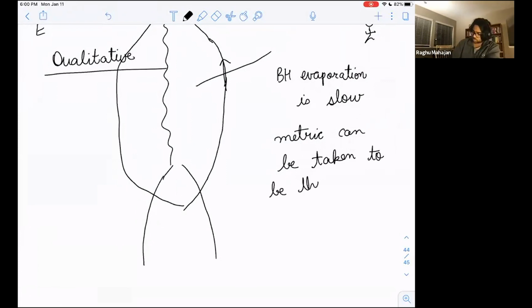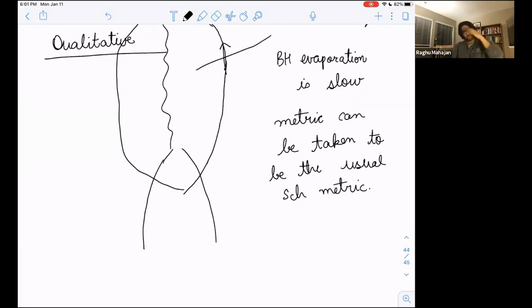Can be taken to be the usual Schwarzschild metric, with a slowly receding horizon. So we are going to write down the metric and an ansatz for the generalized entropy, and argue where the QES lies. This is following the original paper of Pennington. These are the arguments there. So here we won't have any AdS or anything like that. It's just flat space black holes.